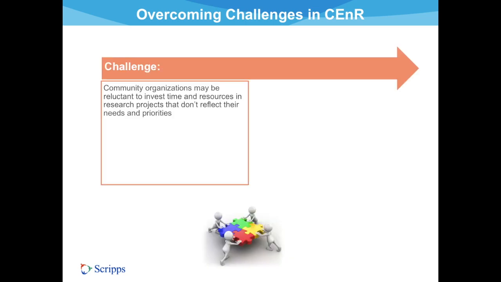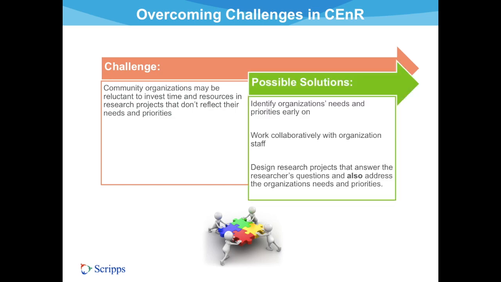Community organizations may be reluctant to invest time and resources in research projects that don't reflect their needs and priorities. We should identify the organization's needs and priorities early on in the research development process. Work collaboratively with the organization staff to design research projects that will answer the researchers' questions and will also address the organization's needs and priorities.